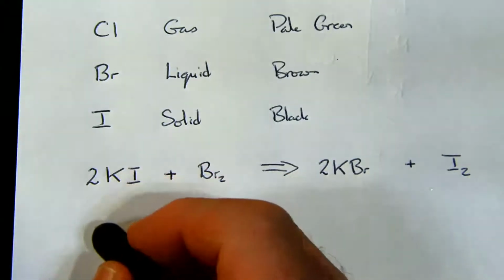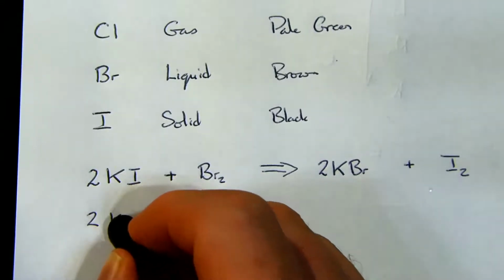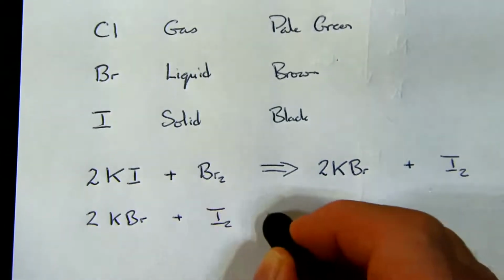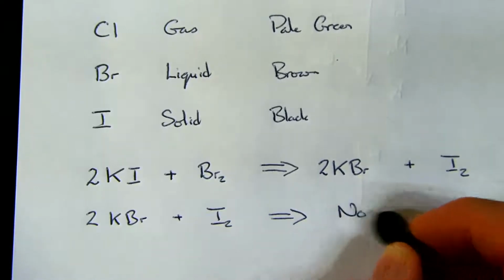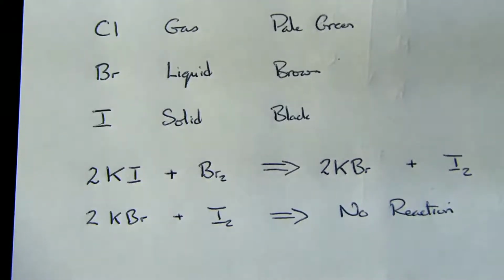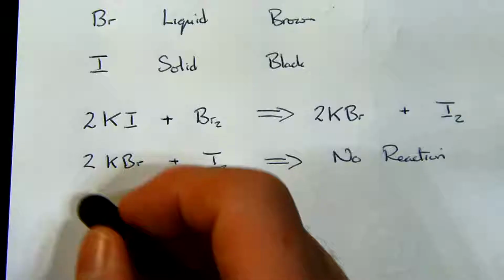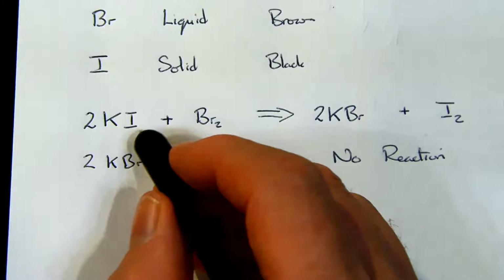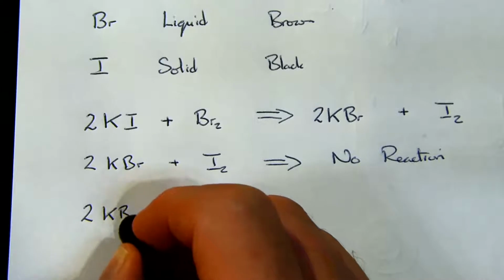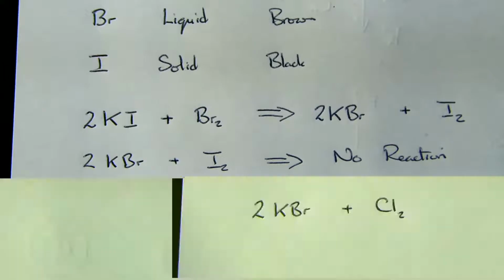If we do the converse reaction, if I take two lots of potassium bromide and I react this with iodine, we get no reaction. If it goes this way, it's not going to go that way. Let's take a different substance. Let's take this time some potassium bromide. And this time I'm going to put some chlorine gas with it.